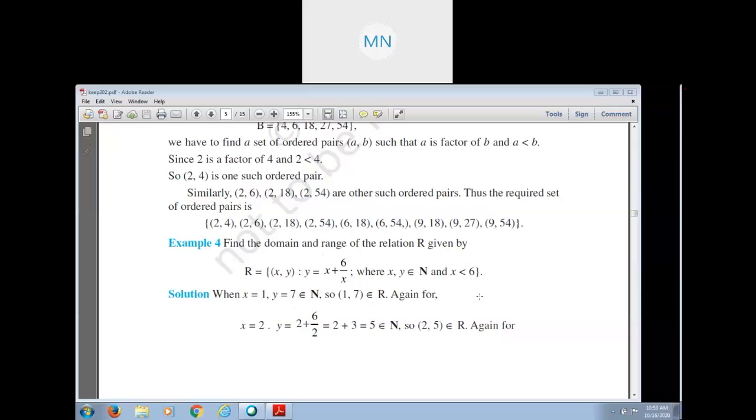Understand? X and y are natural numbers, and natural number means what? It starts from 1: 1, 2, 3, 4, 5 and so on. And the condition is also that x is strictly less than 6. So the value of x will be 1, 2, 3, 4, 5. X takes only those values, 1 to 5. Understand?